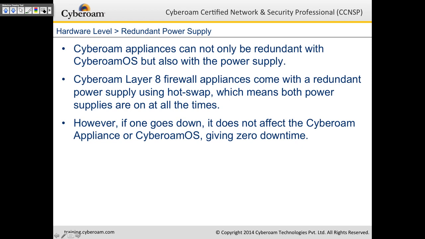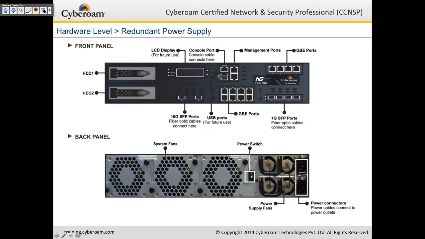However, if one goes down, it does not affect the Cyberoam appliance or Cyberoam OS, giving you zero downtime. So you can see the front panel of an appliance where you've got the HDD 1 and 2. Of a bigger appliance, you've got the LCD display, the console port, management ports, and JBIC ports as well. You've got the fiber ports over here, USB ports over here as well. And this is the back panel wherein you can see the two redundant power supplies.